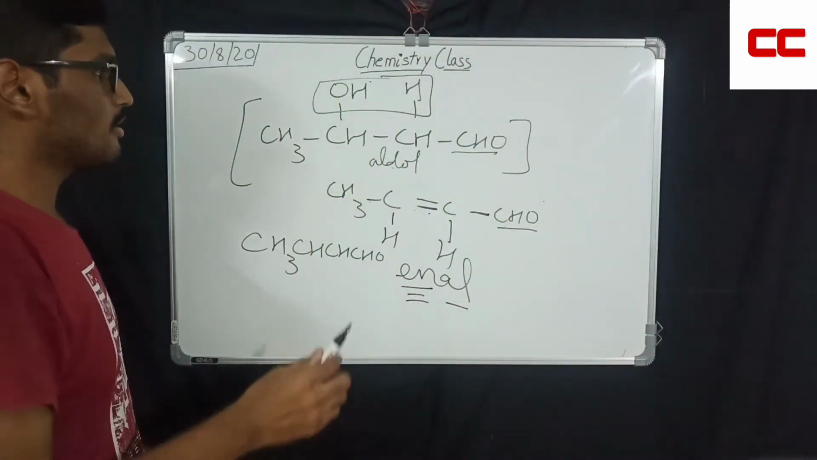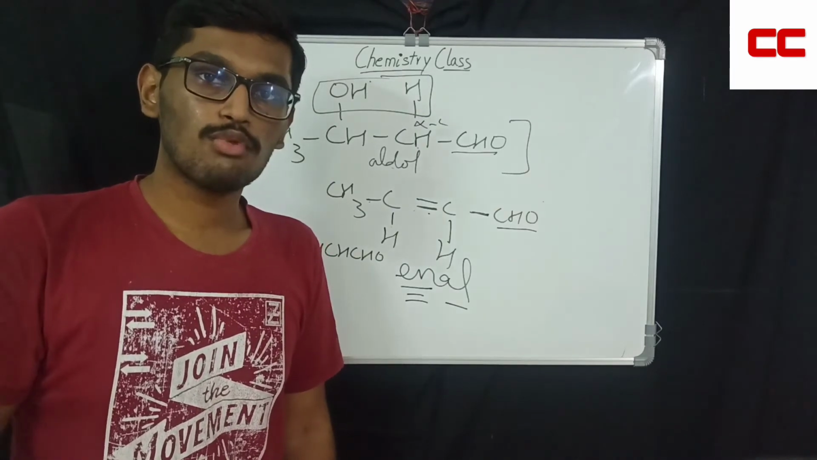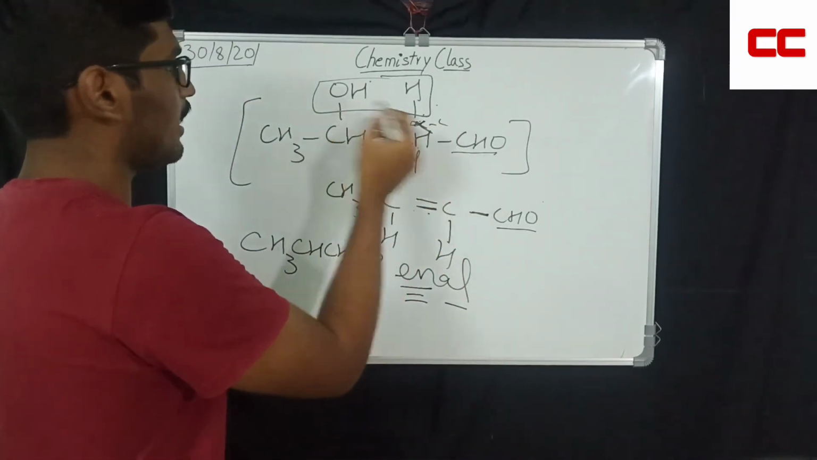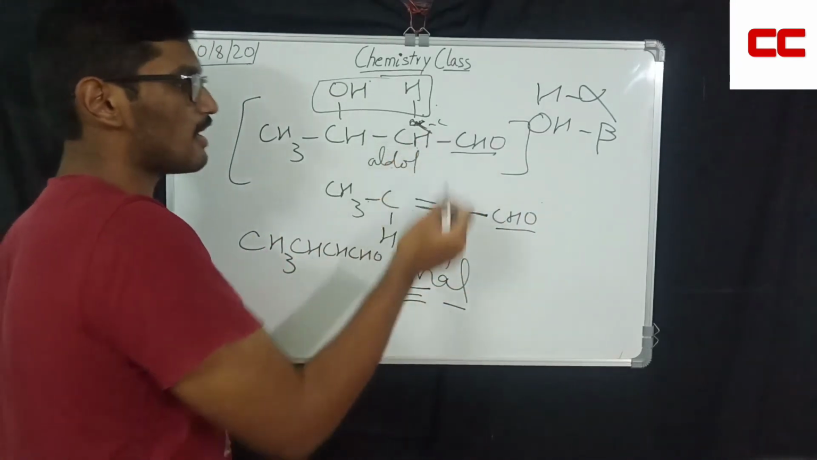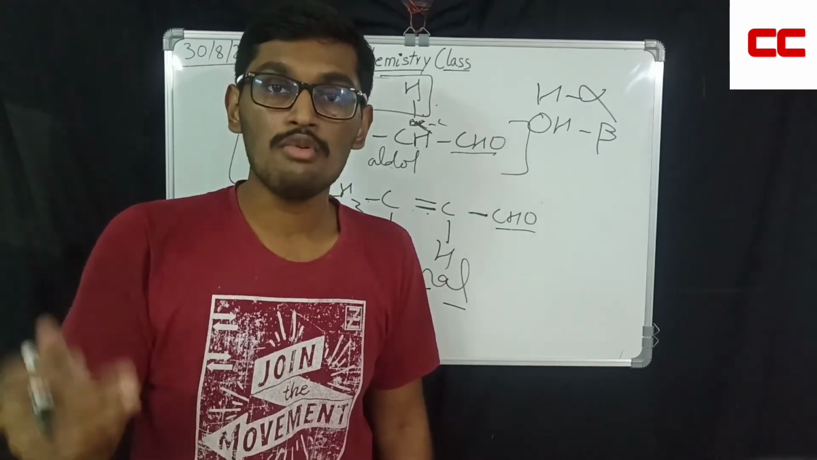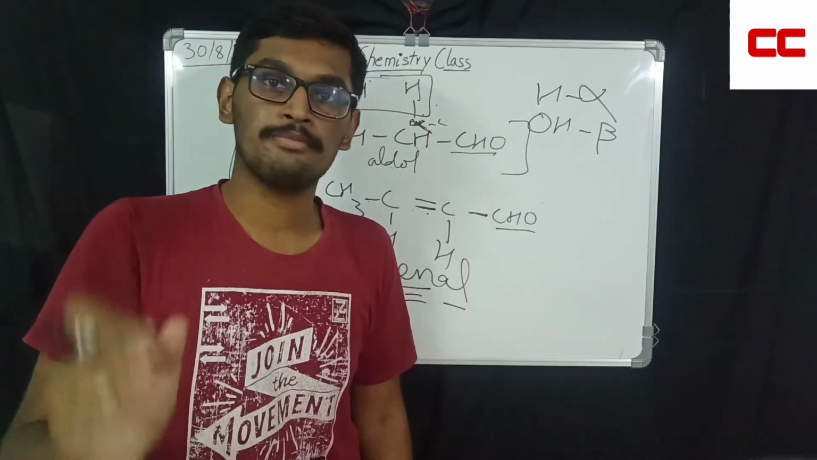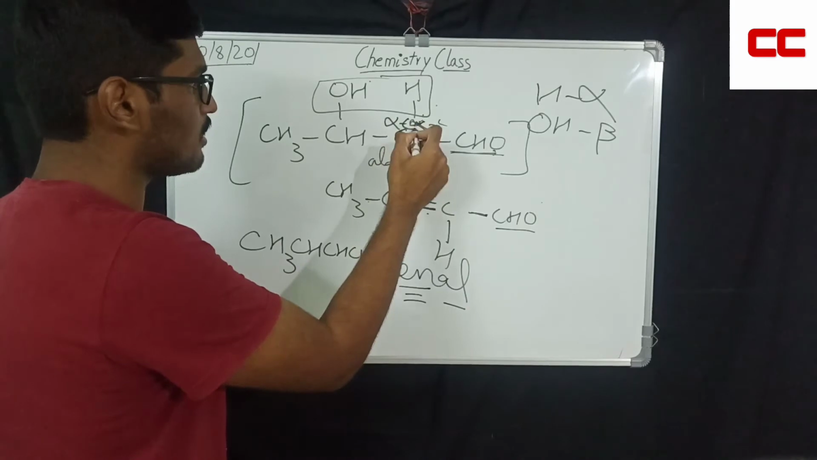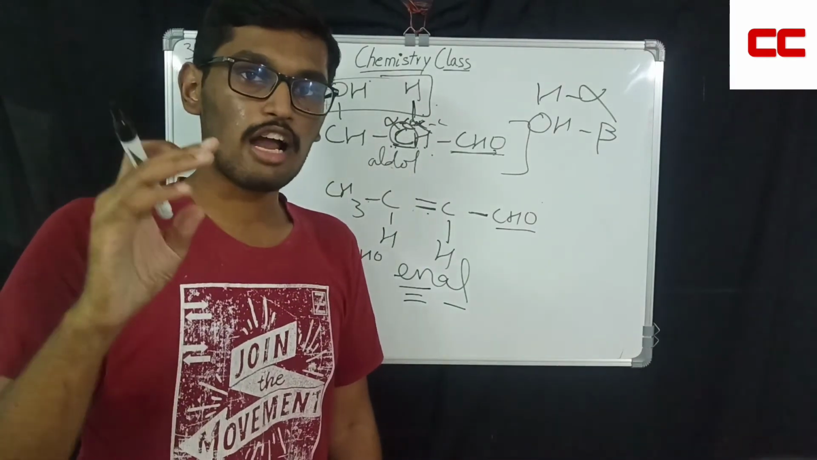So here you must have got a doubt: why is hydrogen being removed from this alpha carbon only? Because in hyperconjugation we learn that the more the number of alpha hydrogens, the more the stability. So that is why the hydrogen is removed from this alpha carbon, and OH is removed from the beta carbon. What is alpha hydrogen? Alpha hydrogen is the hydrogen which is attached to the alpha carbon atom. Now, what is an alpha carbon atom? The carbon atom which is attached to the functional group is called the alpha carbon atom. Here the functional group is CHO, and this CHO is attached to this carbon atom, so this is the alpha carbon, and the hydrogens attached to this alpha carbon are alpha hydrogens. So that is the definition of alpha hydrogen and alpha carbon.